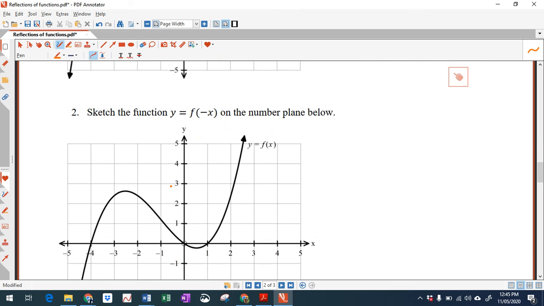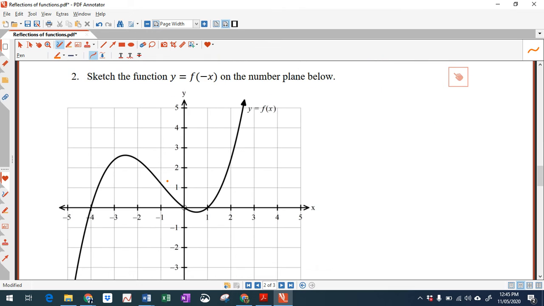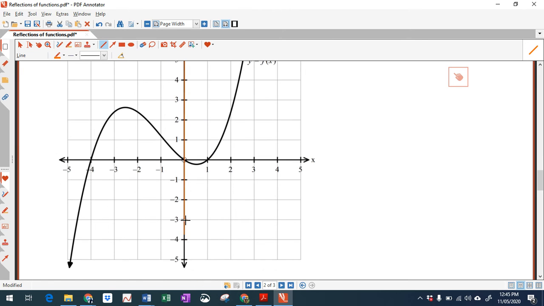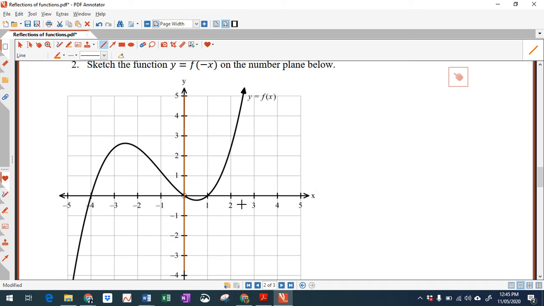Okay. Now, what about this one? Sketch the function y equals f of minus x. Well, this will be reflected in the y-axis. So let's just get a straight line. There we go. And that orange line there, that's going to be the mirror line. So let's look at the intercepts again.